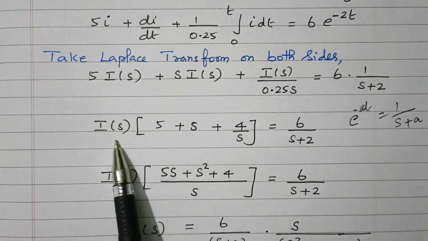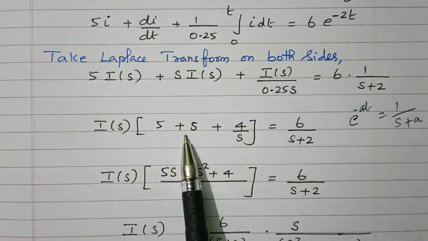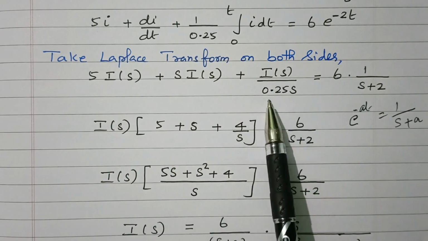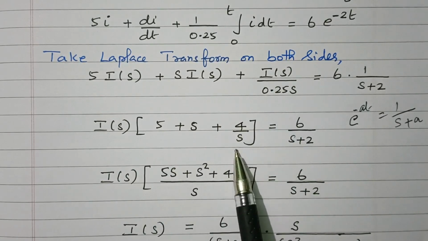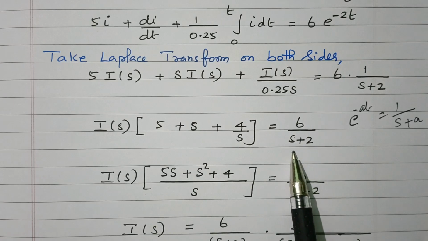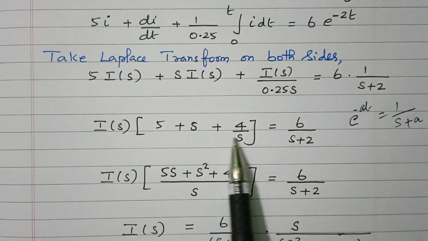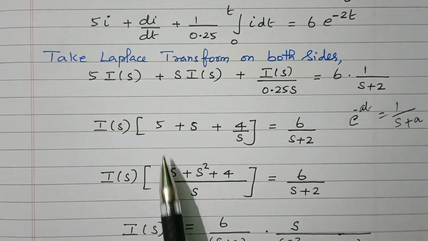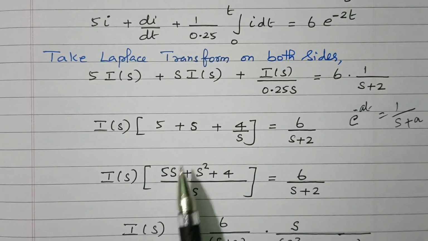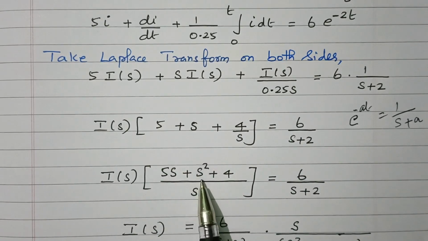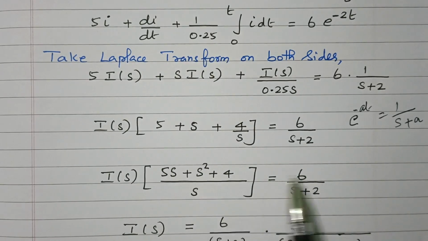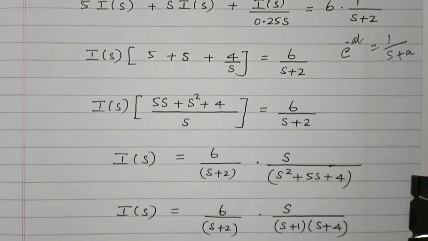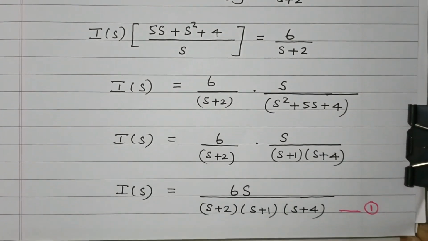I will take this I of s common. So 5 plus s plus 4 by s, since 1 divided by 0.25 can be written as 4, equal to 6 divided by s plus 2. Now I will take the LCM. Here s is not available, so multiplied by s. Here also s is not available, so multiplied by s, and it becomes s square plus 5s plus 4 divided by s. Now we'll bring this term to the other side, so that this term goes to the numerator and this term goes to the denominator, in order to obtain the expression for I of s.